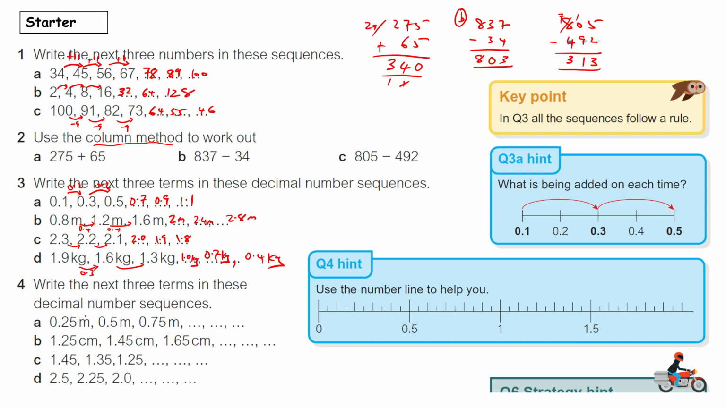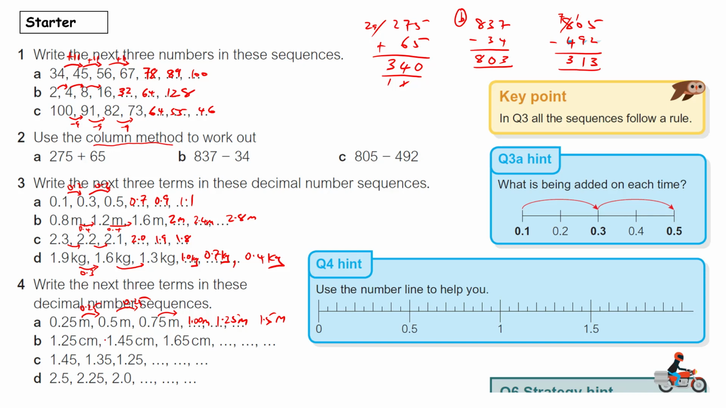We move on to question number 4, more sequences. Wow, what's going on in this first one here? It's increasing by 0.25 meters. So if we keep increasing, then we get to 1, well, suppose we can either leave it as 1 or 1.00 meters, add 0.25, sorry, I gave the answer then. It's 1.25 meters, and then add again 0.25, so we get 1.5 meters.